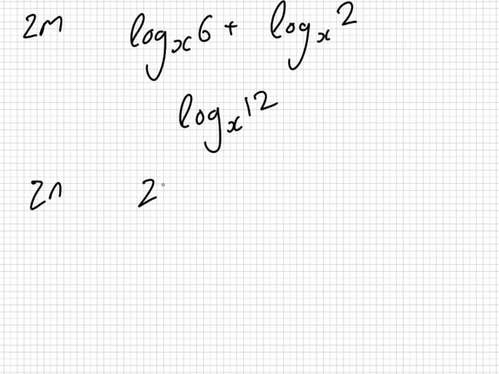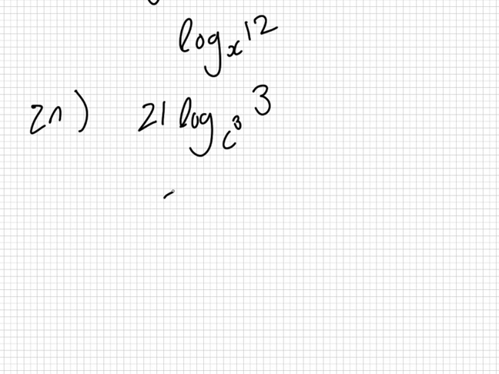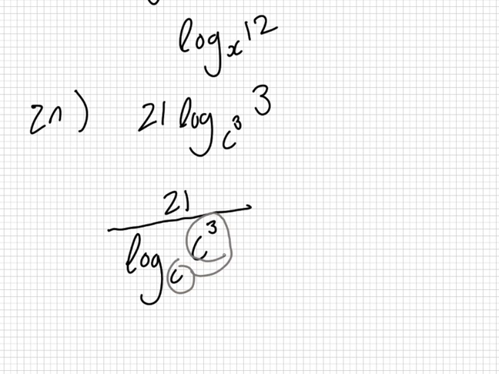2n. 21 log c cubed 3. So I would say that's 21 over log c cubed. Then you ask yourself, c to what power makes c cubed? And the answer is 3. So this would be 21 over 3. Oh, that makes it less nice. Well, I still have to do it this way, but sorry, that's a 3 and c cubed.